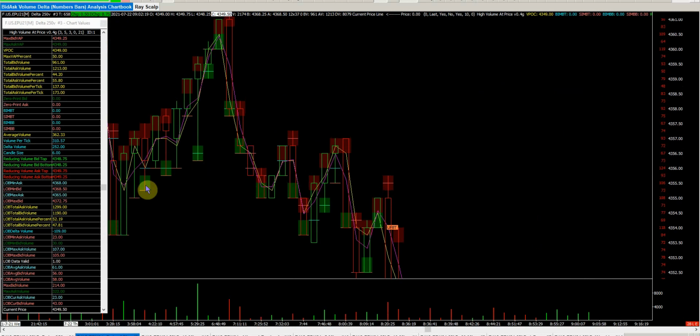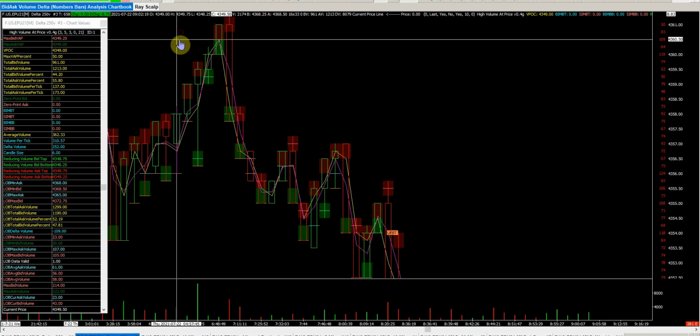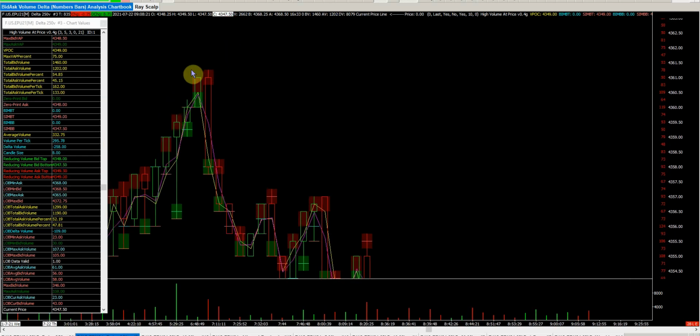You've got all these reducing volumes. See those red areas? The red area is reducing volume. The greens are all moving up, the reds are all moving up also. So what you're looking at is you're still in trend, still in trend, still in trend, right up in here. And then you can follow that.